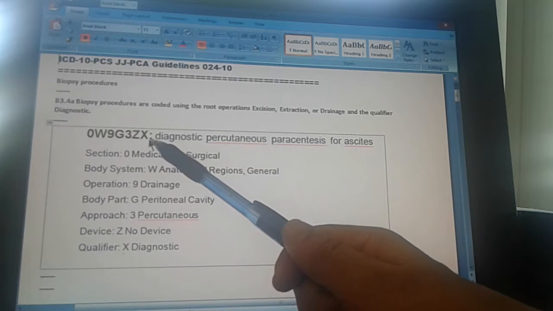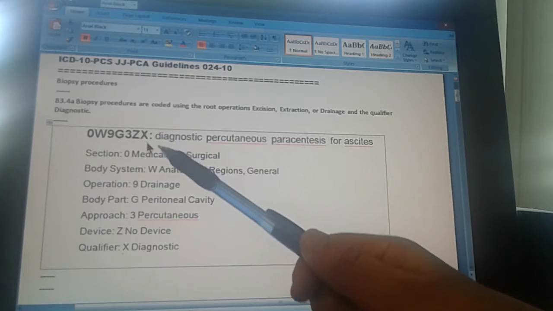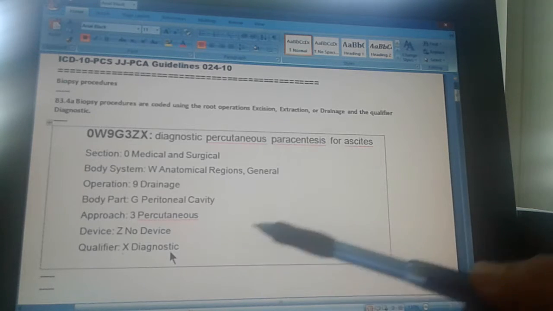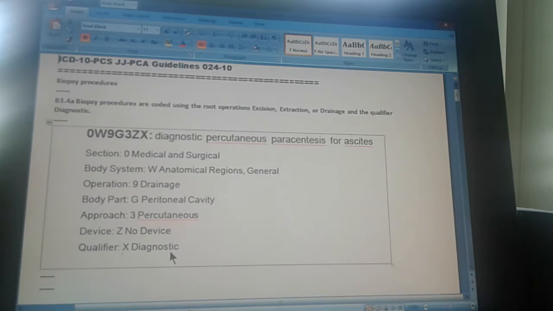And the one that interests us, the last one, the seventh character, is an X. Why is it an X? Because it's diagnostic. This biopsy was done to diagnose, to find out what's wrong with the patient. So you take a little bit of tissue out and you examine that tissue. That means diagnosis, and that's why we need an X in the seventh place for diagnostic. That's our theory for today.